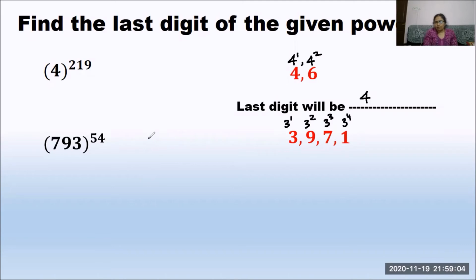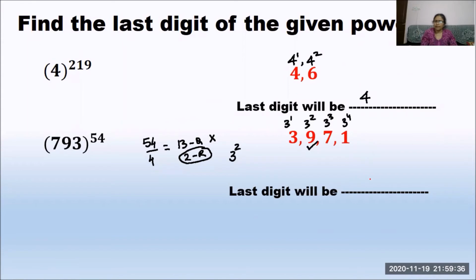Whatever power you have, divide it by 4. You'll get 13 as the quotient and 2 as the remainder. The quotient will be nullified and only the remainder will be taken into consideration. So you can just write this as 3 to the power 2, and 3 to the power 2 is 9. So the last digit here will be 9. Isn't it simple?